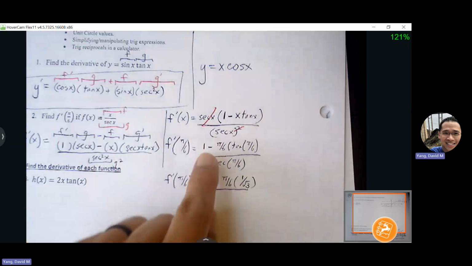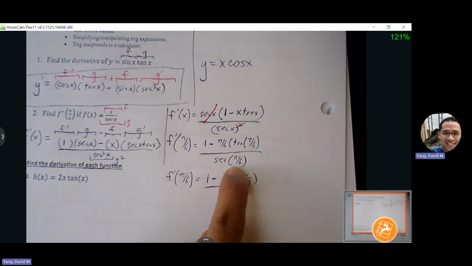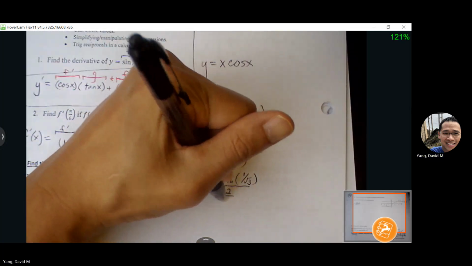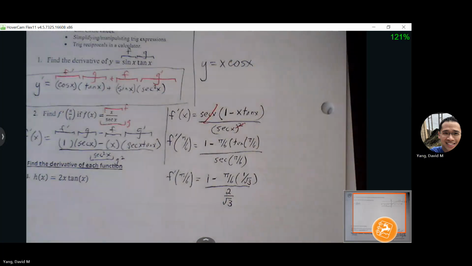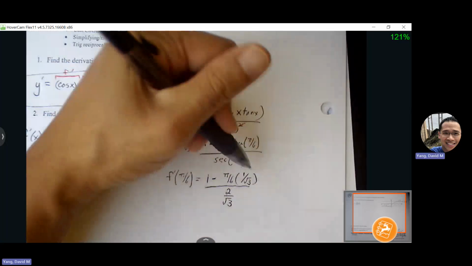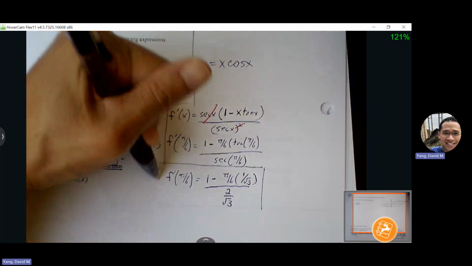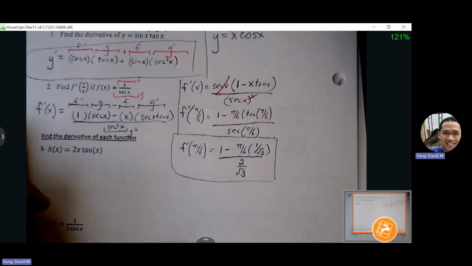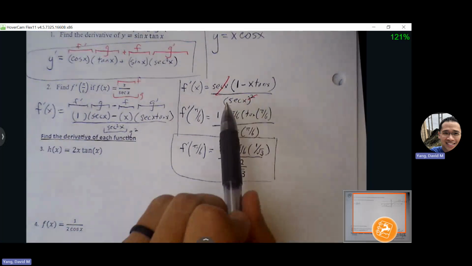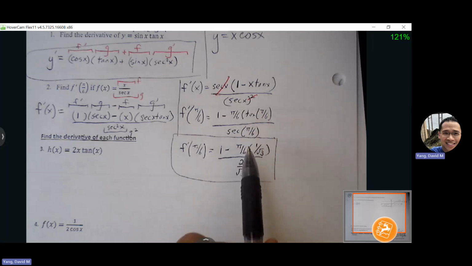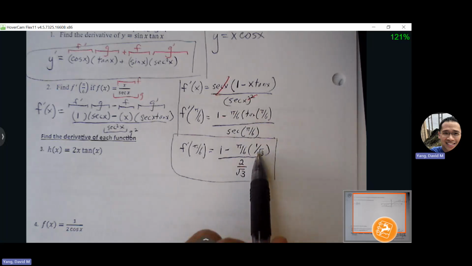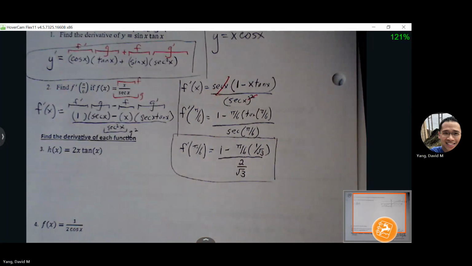I know secant is related to cosine. Cosine of pi over 6 is root 3 over 2. So if I flip that, and then I don't mind if you leave your answer in complex fraction. AP College Board will also allow that. We just can't leave our answer in this. We have to resolve it and get it down to a trig ratio before we stop.